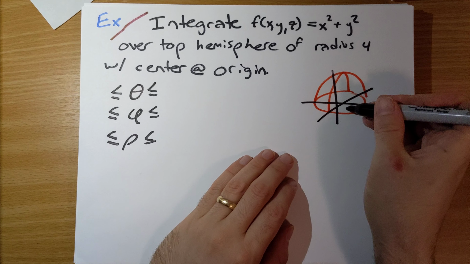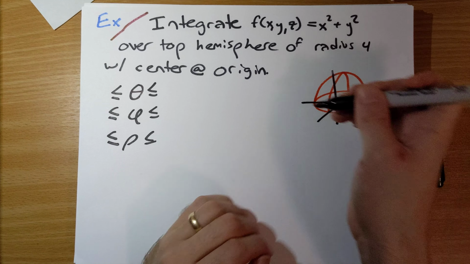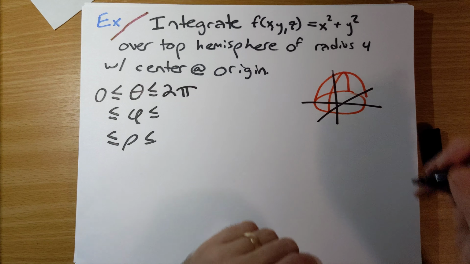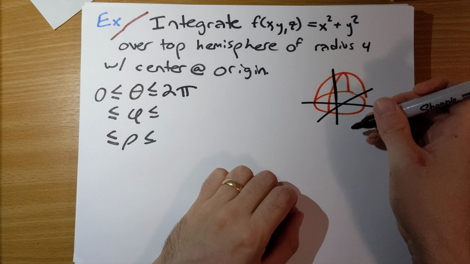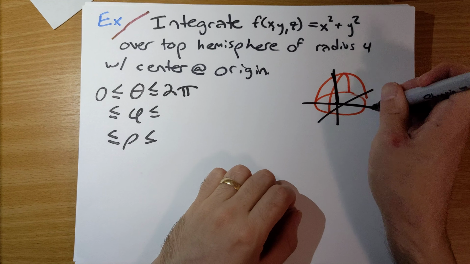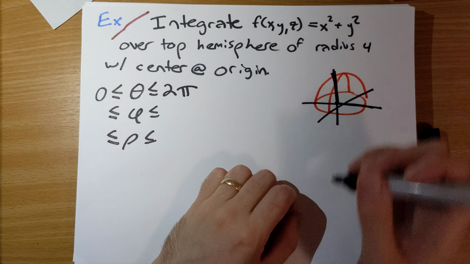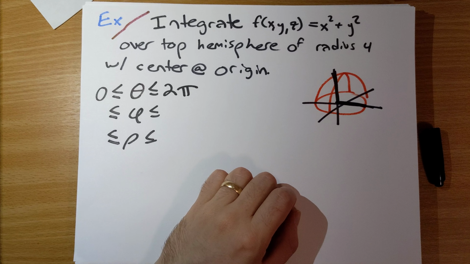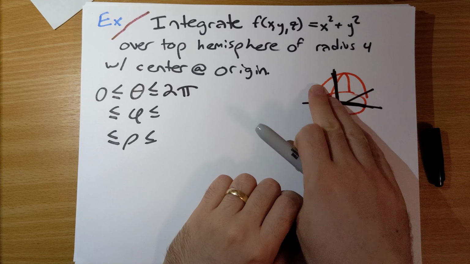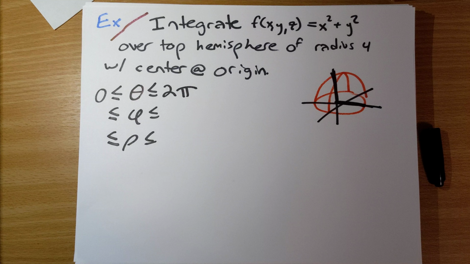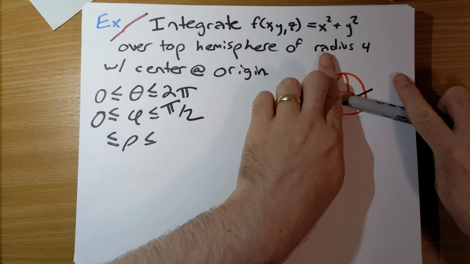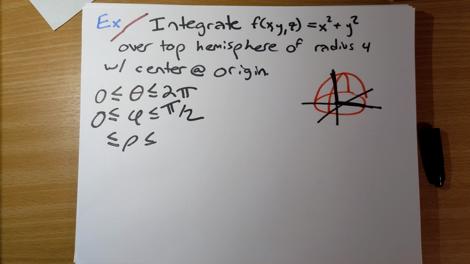Okay, so we'll do it in the xy plane. We do one full loop around the circle. Theta runs 0 to 2 pi. For phi, that's the angle from the positive z-axis. So pointing straight up at our sphere, phi is 0. When the hemisphere hits the xy plane, phi is pi over 2, just like that. So phi runs from 0 to pi over 2.